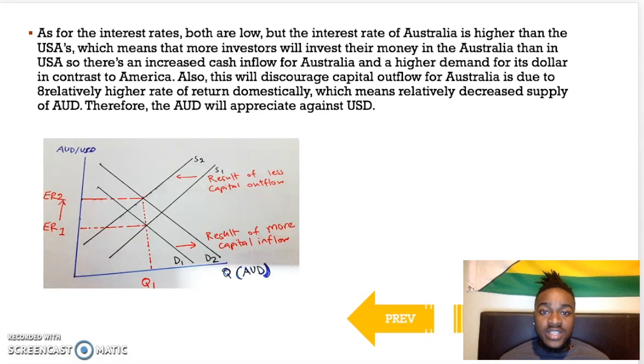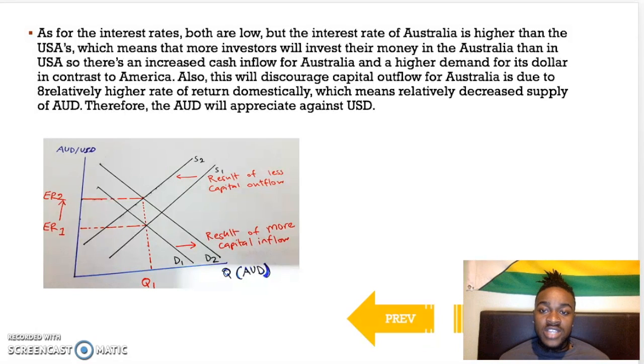As for the interest rates, both are low, but the interest rate of Australia is higher than that of the USA, which means more investors will be likely to invest their money in Australia than the USA. So the increased cash inflow for Australia and higher demand for its dollar in contrast to America.